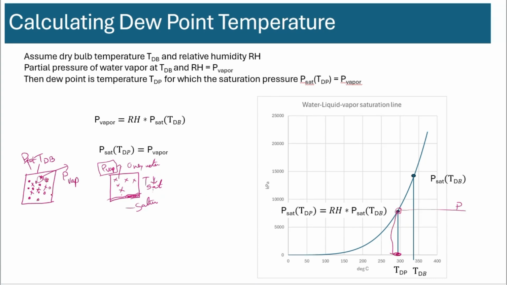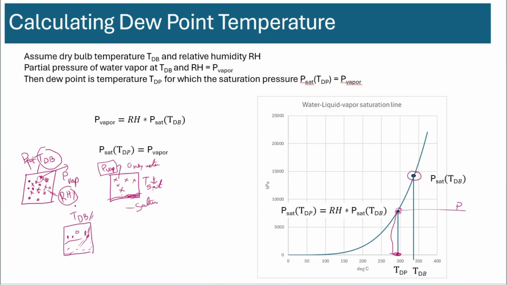Now, you cannot measure just the pressure of water vapor using a sensor. So what do we do? We can measure the total temperature, which is the dry bulb. We can also measure the relative humidity using a relative humidity sensor, right? So if you know those two things, you can calculate the saturation pressure at T dry bulb. What is the saturation pressure at dry bulb condition? You can use the saturation curve again and calculate this pressure.